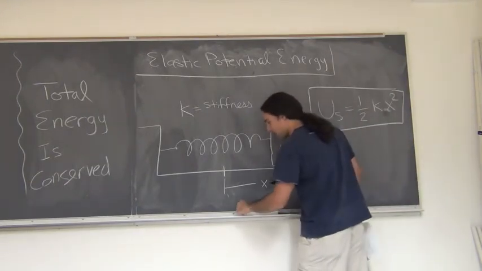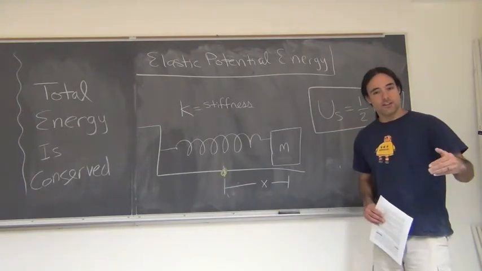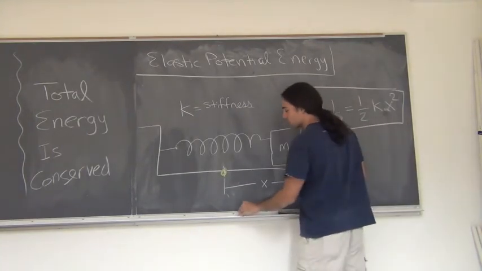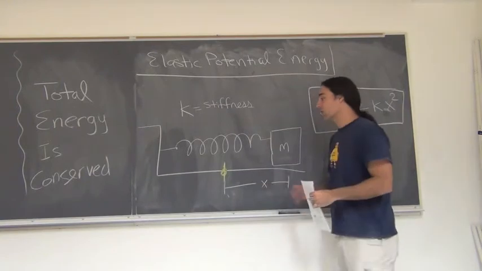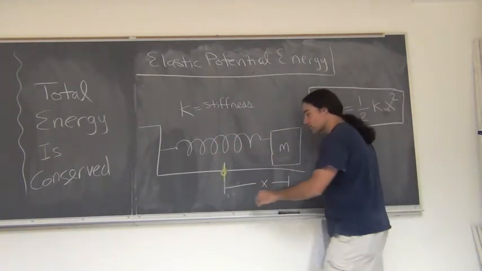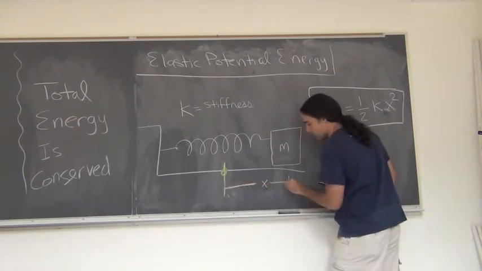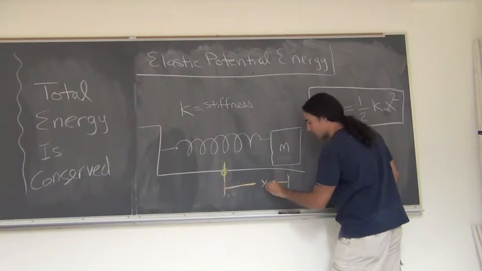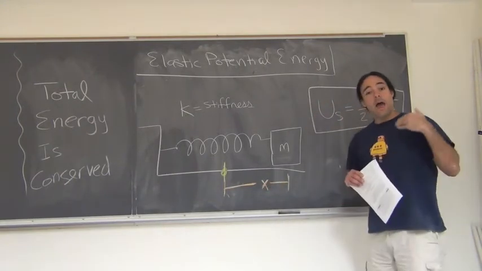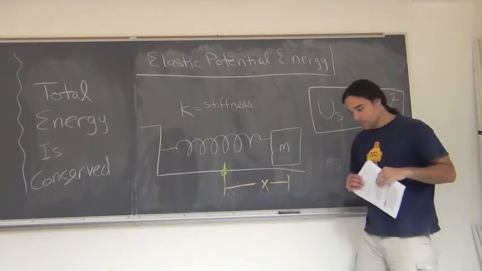Now, let's say we've got some equilibrium distance that spring likes to be stretched. Let's say this is our equilibrium distance. And I grab the mass and I pull it over here so that I have stretched the spring by some amount that we will call x. How much potential energy is going to be stored in that system?